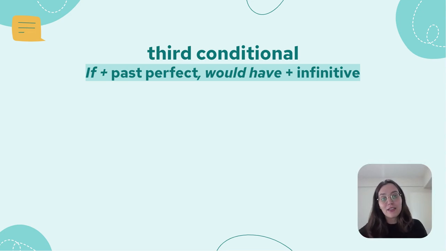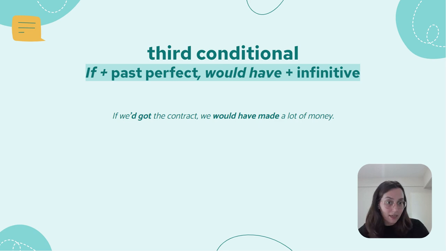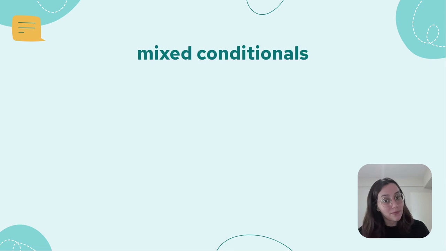Let's take a look at the third conditional now, which is the last, technically speaking. I achieve this by means of if and the past perfect, and then would have and the infinitive. If we'd got the contract, we would have made a lot of money. And my question would be, did we get the contract? And the answer would be no.